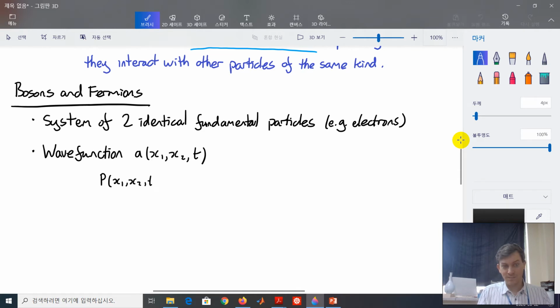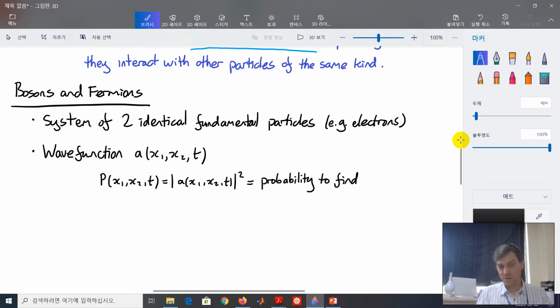The probability is equal to the value of the wave function squared, and this is the probability to find one particle at x1 and the other at x2 at time t.